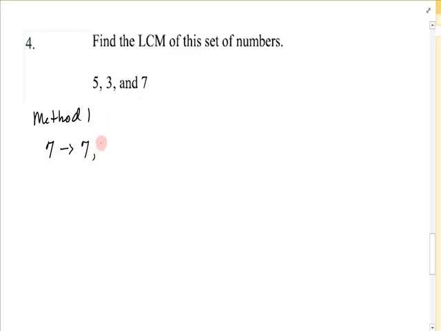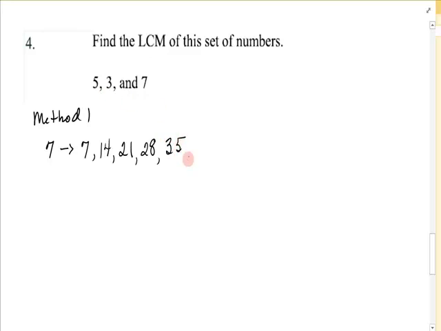7 times 2 is 14. Do these go into 14? No. 7 times 3 is 21. Do those go in? No. 7 times 4 is 28. No. 7 times 5 is 35. Do those go in? No.